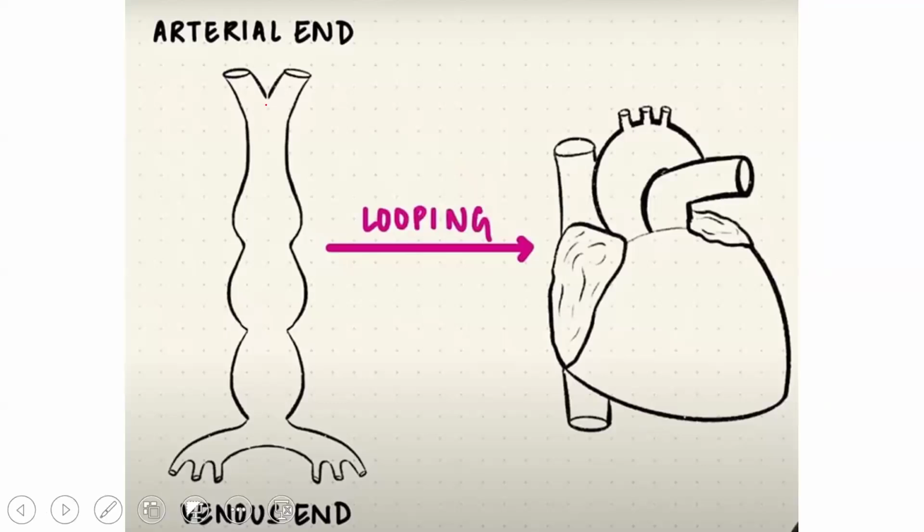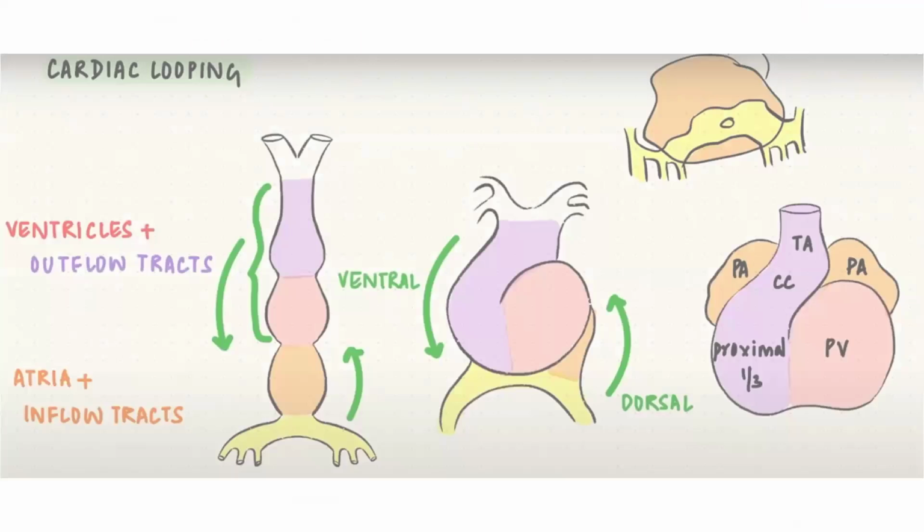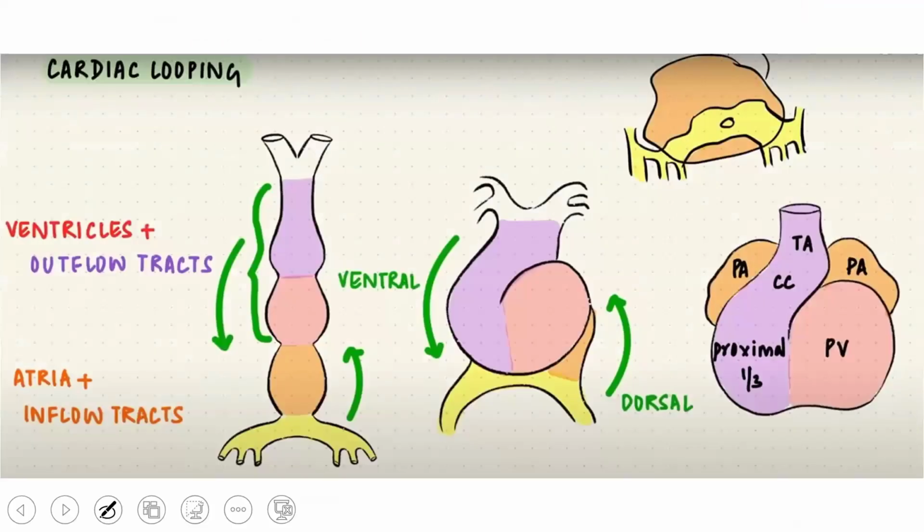So this is the heart tube, but our heart does not look like that. For this heart tube to form the adult heart, which you and I know, you need a process known as cardiac looping, where the heart folds on itself. So how does cardiac looping occur? Now in cardiac looping, it's very simple.